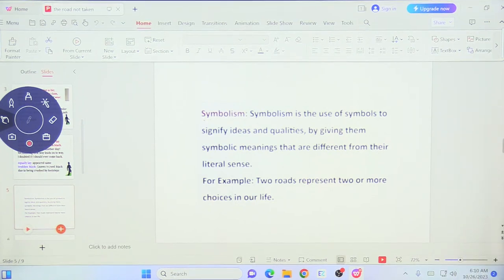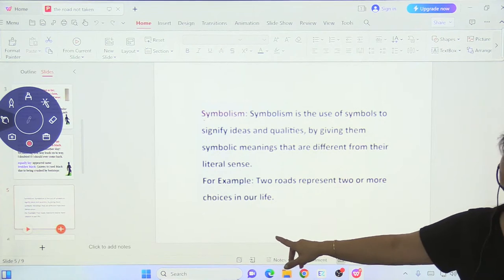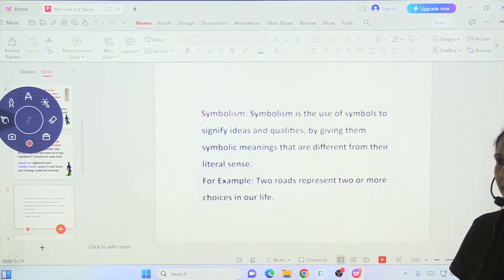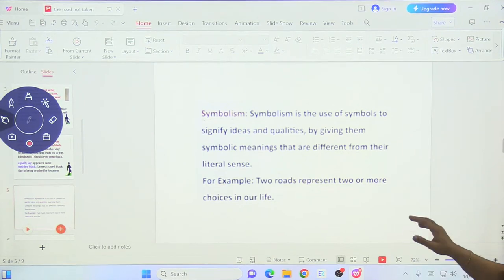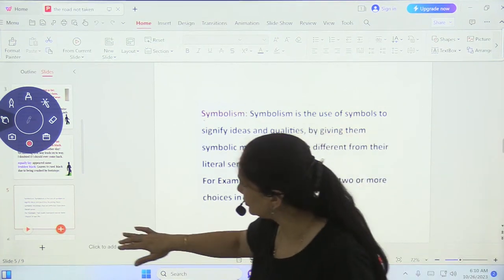Like here, what is the symbol used? Two roads. Two roads represent two or more choices in one's life. So here, the two roads are the symbol for two or more choices in a person's life. Clear? The use of symbol is this. Next.